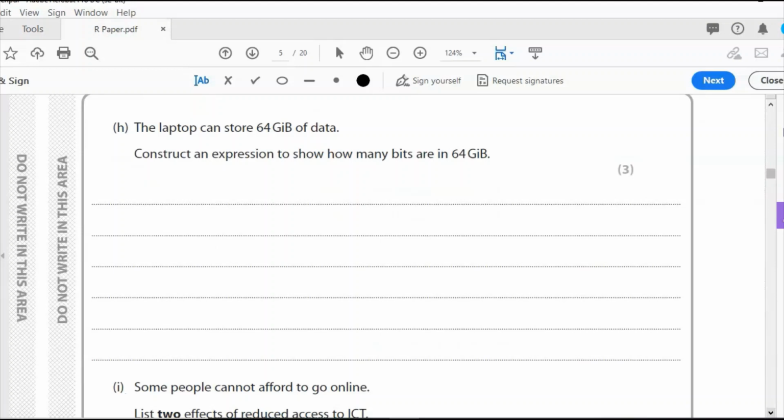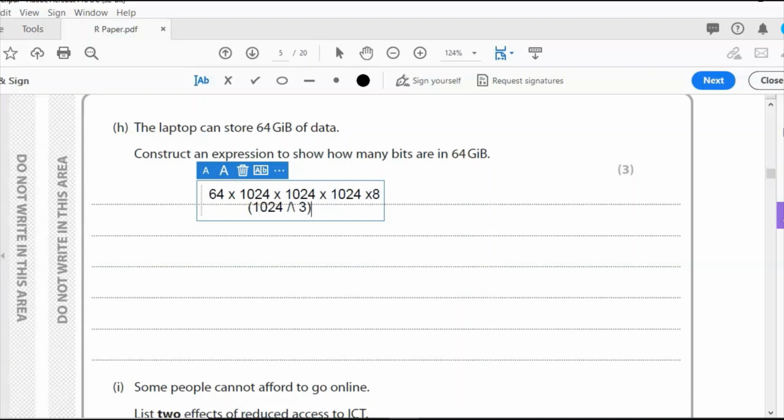H, laptop can store 64 gigabytes of data. Construct an expression to show how many bits are in 64 gigabytes. Now we need to start with 64. Now that needs to be multiplied by 1024. Because it's gigabytes, it needs to be by another 1024 and another 1024, because kilobytes would be 1024, megabytes would be 1024, gigabytes would be another 1024. So we could write that as 1024 to the power of 3. Then we simply multiply the whole lot by 8.